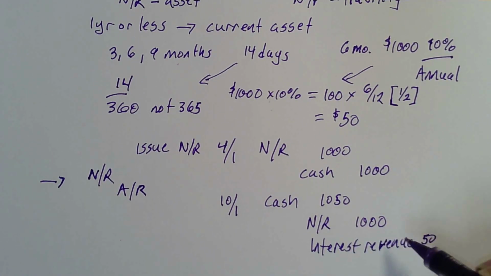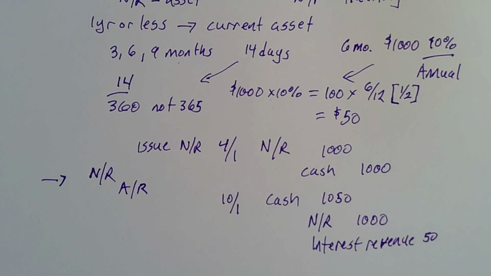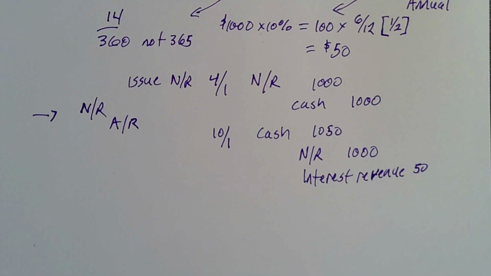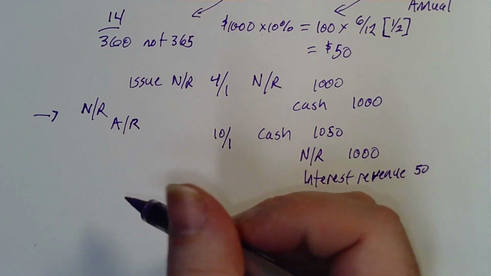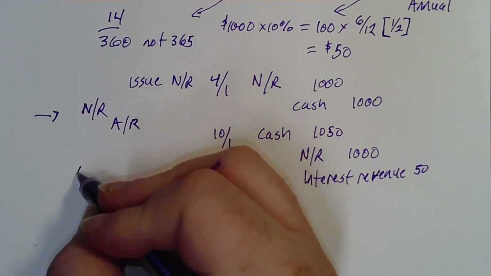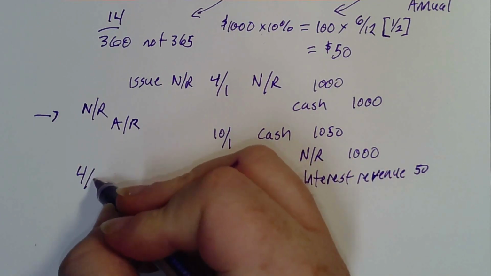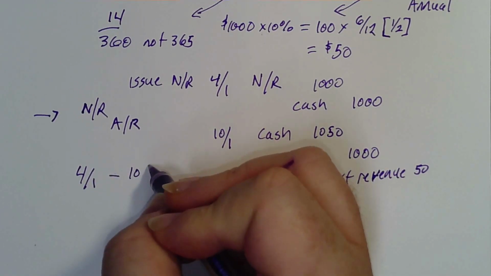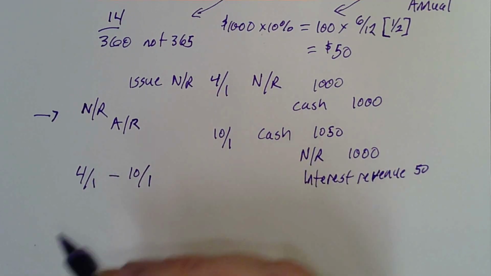So these are both credits. Okay, well, that's sort of the basics of it. Let's look at one twist. So this one is from April 1st to October 1st, right? 6 months.